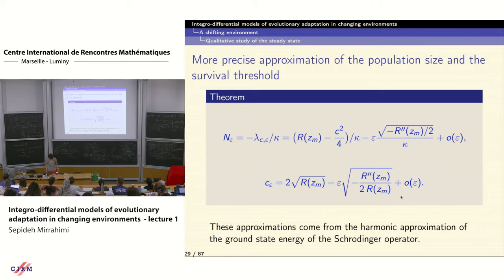Let's go forward. Okay. So here we are actually in an even better situation where we can go to the next orders and we can also obtain some asymptotic expansions for instance for the total population size and this critical speed C epsilon, which are given by this formula. And actually, it is not very surprising that we have this. This is because, I mean, in this very simple example, we have really an eigenvalue problem, which is very well known.